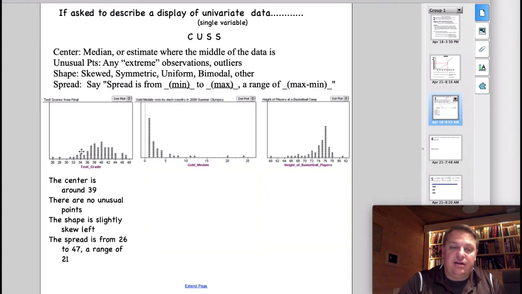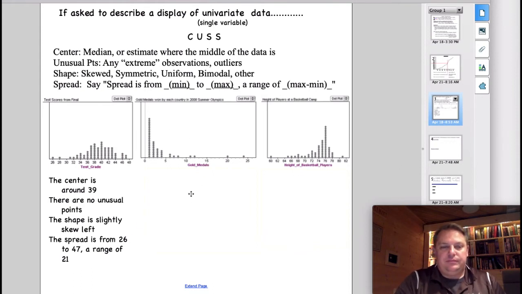If our center's here, it is fading a little bit more. There's a little bit more of a tail this way. But this is a tough one. They would not split hairs with you on that, I don't think. The spread is from 26 to 47, which is a range of 21. I'm just subtracting those two.